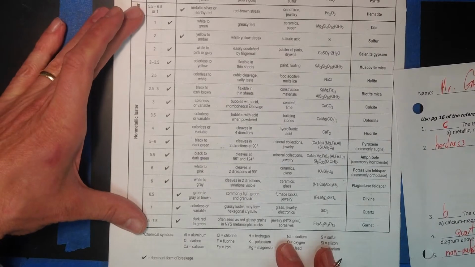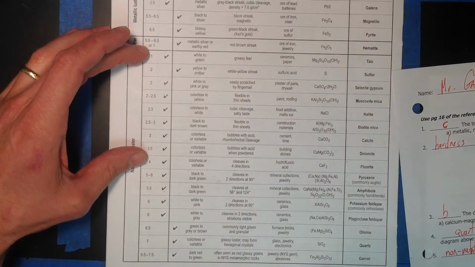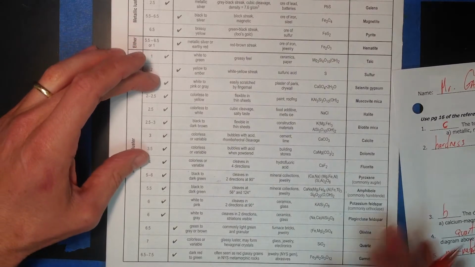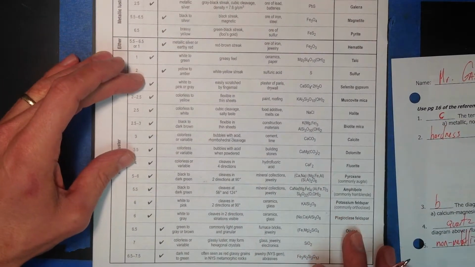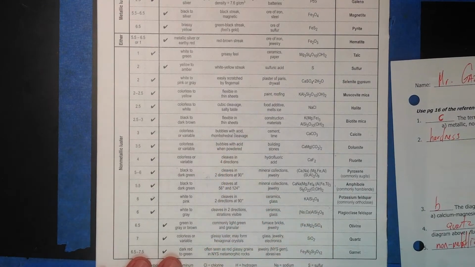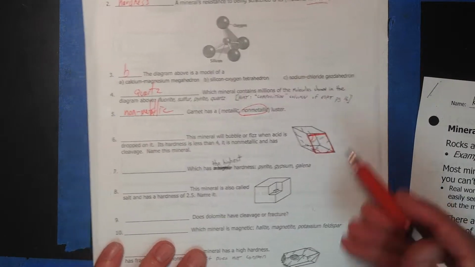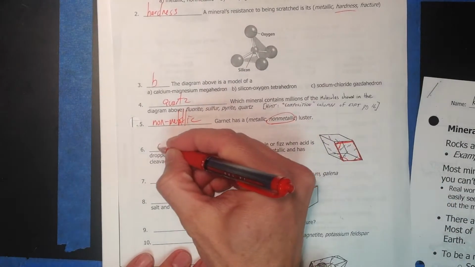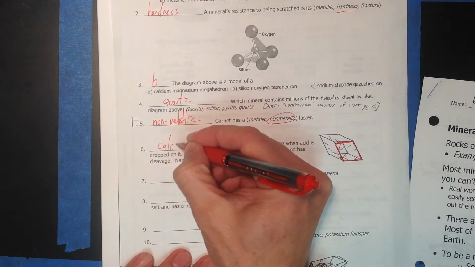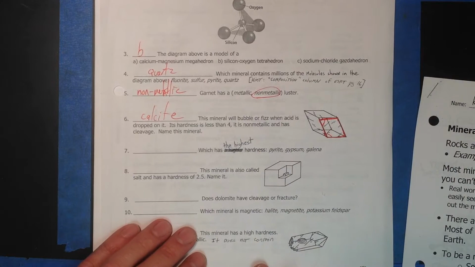Hardness less than 4, so now it's going to be one of these. It has cleavage, and you look around and you will find the answer is bubbles with acid. That's the rhombohedral cleavage, what's shown here. So the answer here is calcite. 7. Which has the highest hardness?